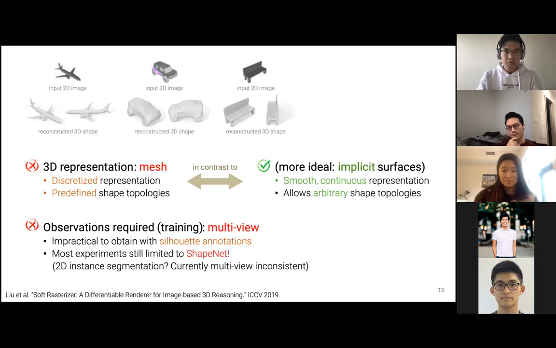Sorry, can I interrupt for one question? Yeah, sure. So when you say the implicit representation, implicit surfaces, they can allow arbitrary shape topologies.